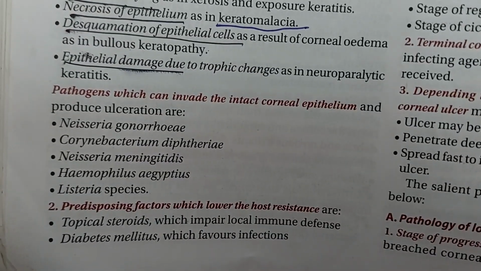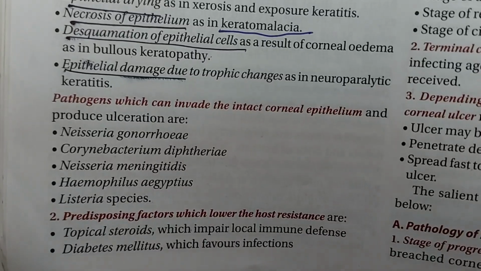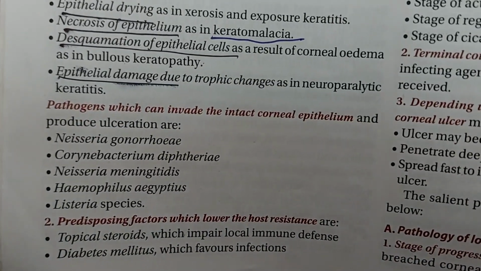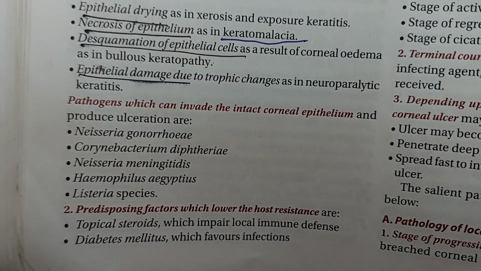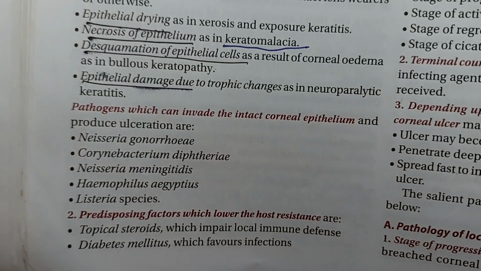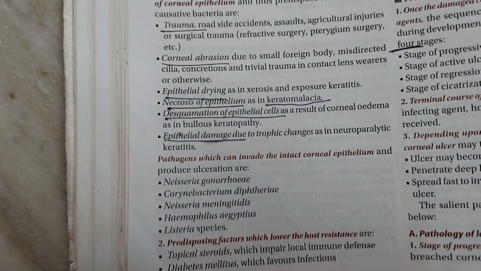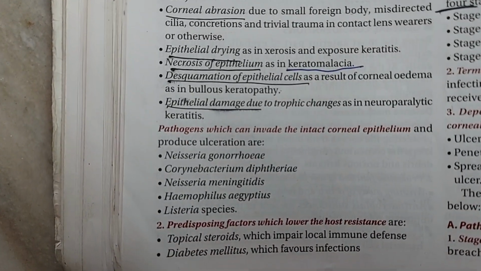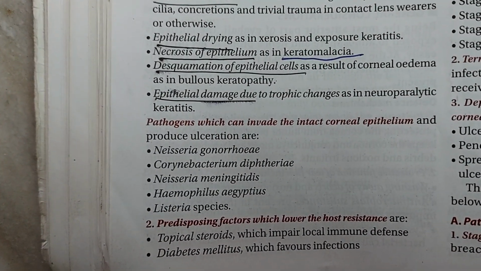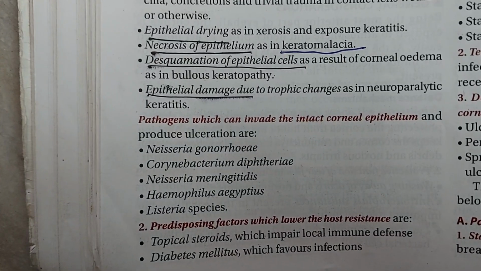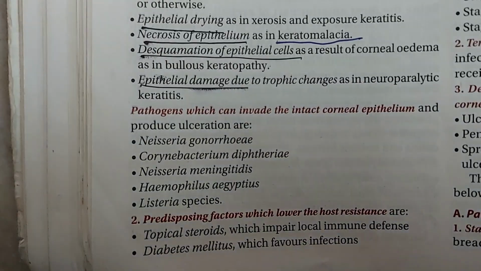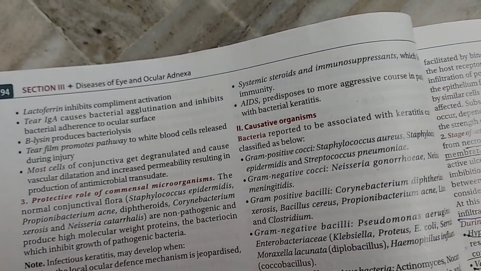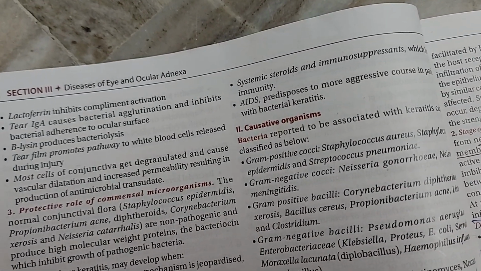Again, we may not remember each and everything. We can remember Neisseria gonorrhoeae, Neisseria meningitidis, Corynebacterium diphtheriae. Enough. Okay. Next, predisposing factors which lower the host resistance. For these bacteria to attack us, we need to have less immunity, right? What are the factors that lessen the host immunity? They are topical steroids, diabetes mellitus, systemic steroids, immunosuppressants, or HIV/AIDS.